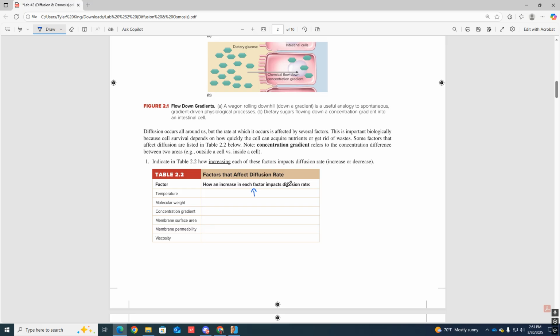What about the molecular weight, okay? So let's say we're trying to move something that's really, really heavy down a concentration gradient through diffusion, okay? So the higher the weight, you think about this all the time, you're trying to do a sled push at the gym or something. The higher the weight, the harder it's going to be, right? So because of that, the rate of diffusion is going to go down, okay? The heavier something is, the harder it is to move, the slower it will be, okay? Concentration gradient, okay? So we just talked about that.